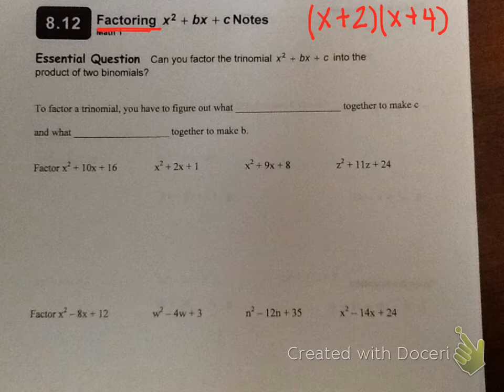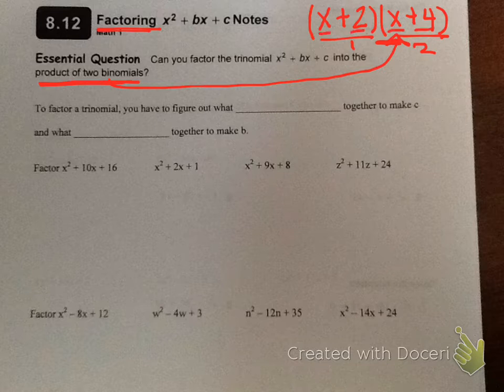Our essential question is, can you factor a trinomial x squared plus bx plus c into the product of two binomials? So notice this is the product of two binomials because there are two terms in each set of parentheses. And product just means to multiply here. So we're undoing multiplying binomials or multiplying polynomials.